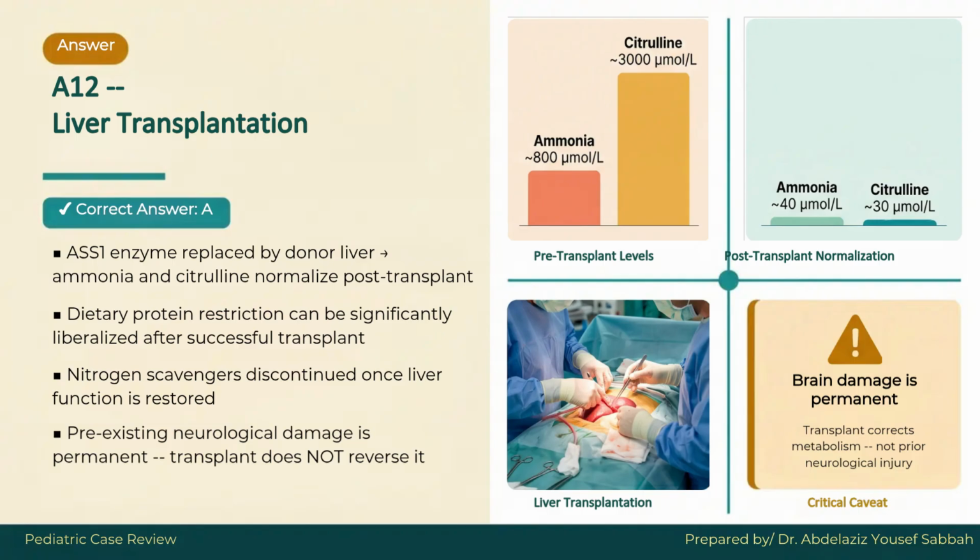Transplantation corrects the metabolism, but it does not reverse pre-existing neurological damage. Any intellectual disability already present is permanent. This is exactly why early diagnosis and prevention of crises matter so much, and why transplantation should be considered before repeated decompensations cause further irreversible injury.